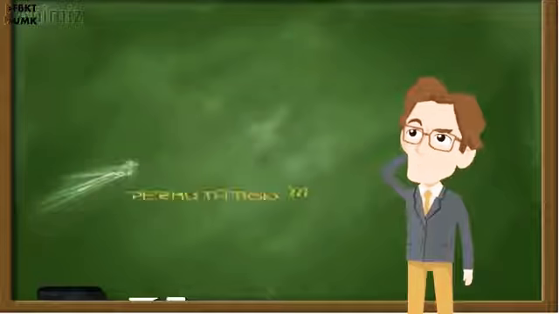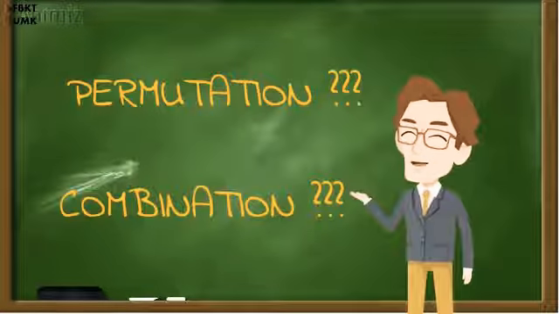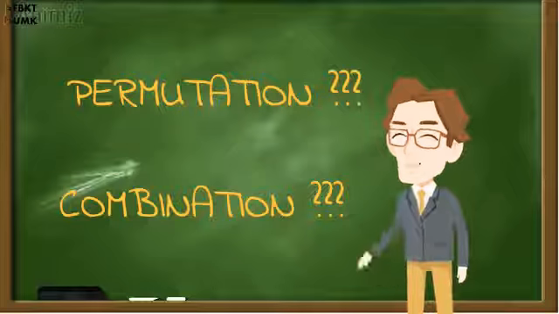Are you always confused between permutation and combination? How to differentiate permutation and combination when solving problems.